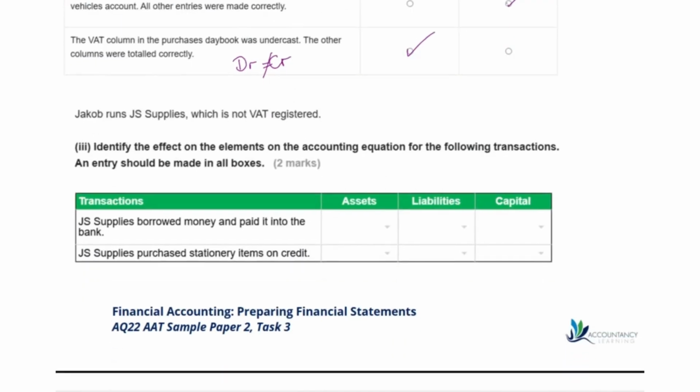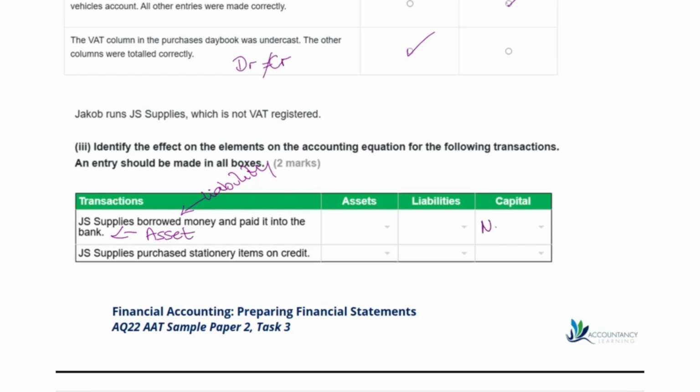Jacob runs JS Supplies, which isn't registered for VAT. Identify the effect on the elements of the accounting equation for the following transactions. An entry should be made in all boxes. So JS Supplies borrowed money and paid it into the bank. So we can look here. So borrowing will be a liability and the bank is our asset account here. So we've identified what we're going to be affecting here.